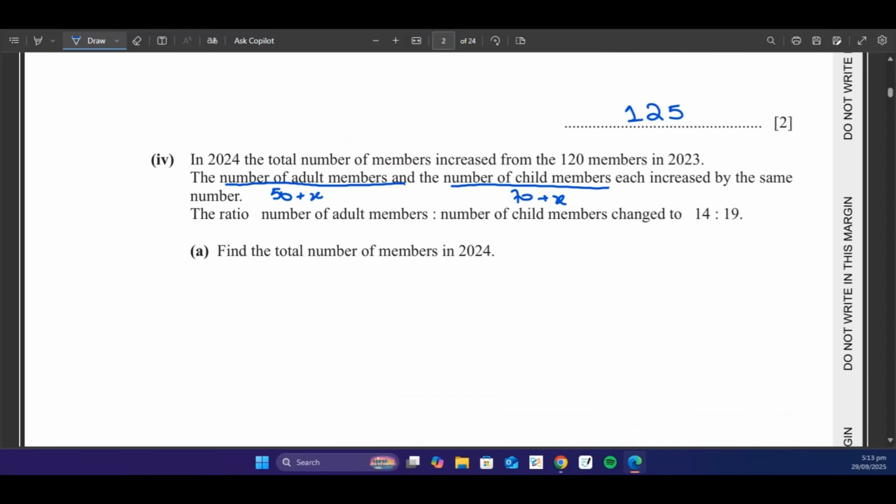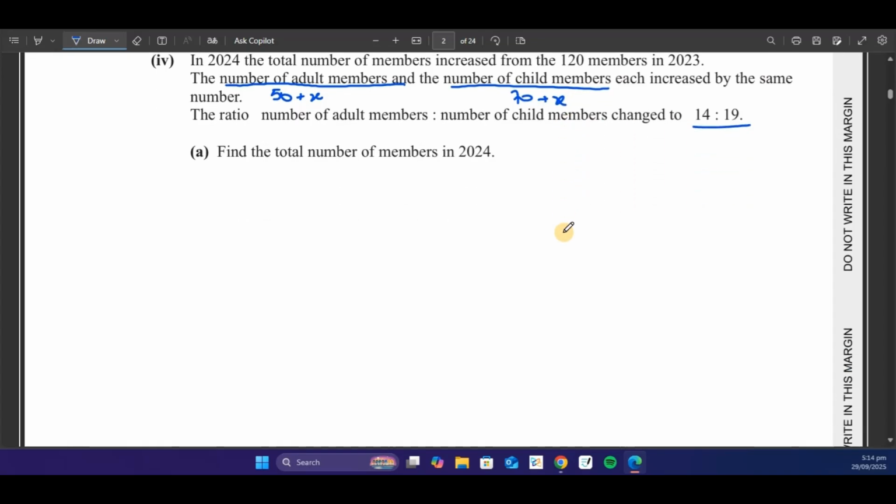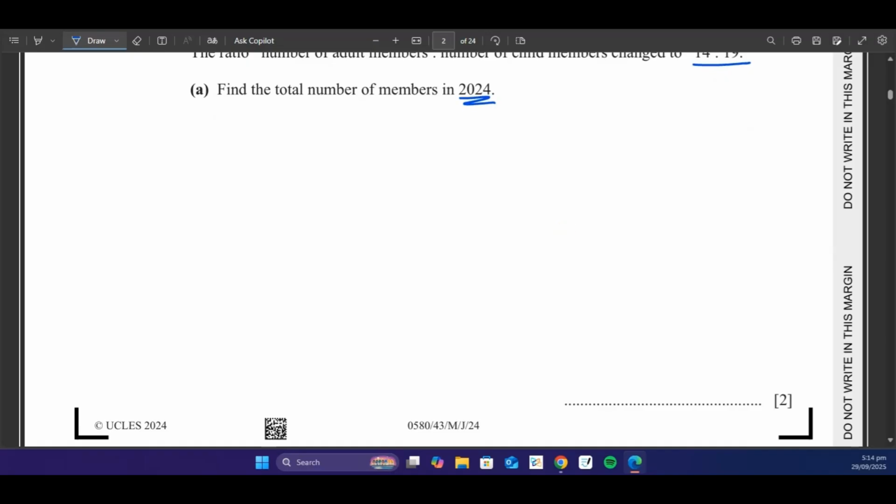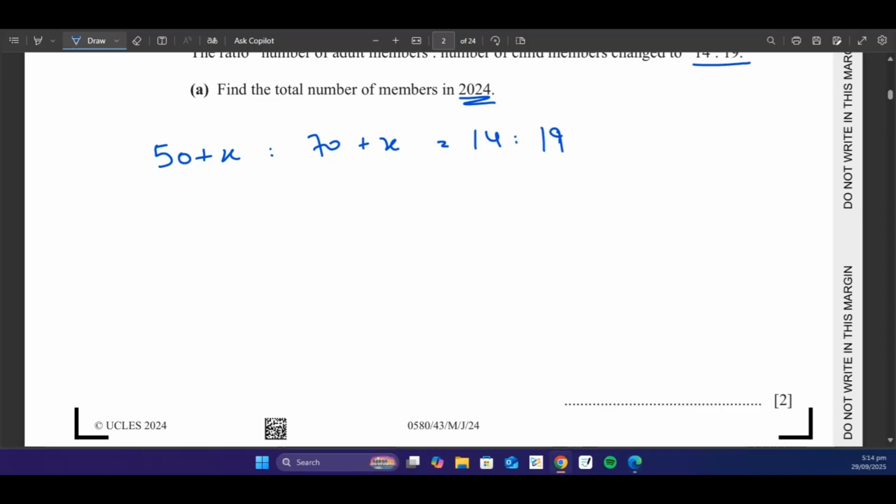So in 2024 the total number of members increased from 120. We have an X increase in adult members and an X increase in child members, and we know that the ratio is 14 is to 19. Find the total number of members in 2024. So what are we going to do? We're going to say adults, 50 plus X is to 70 plus X children, and this ratio should equal 14 is to 19. Make sense? Now you could just cross multiply.